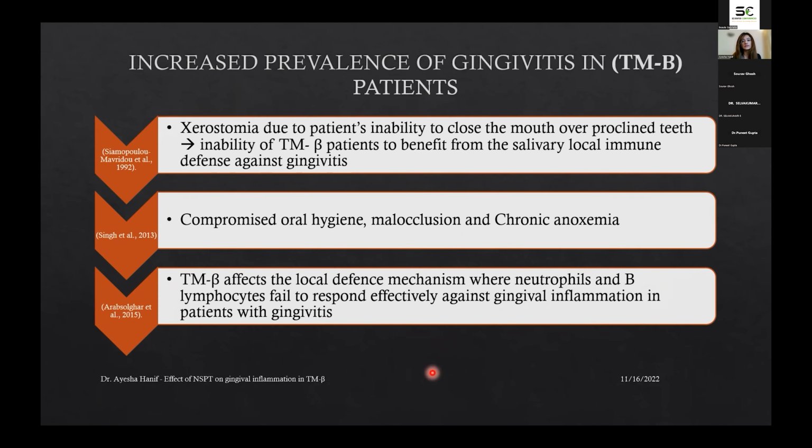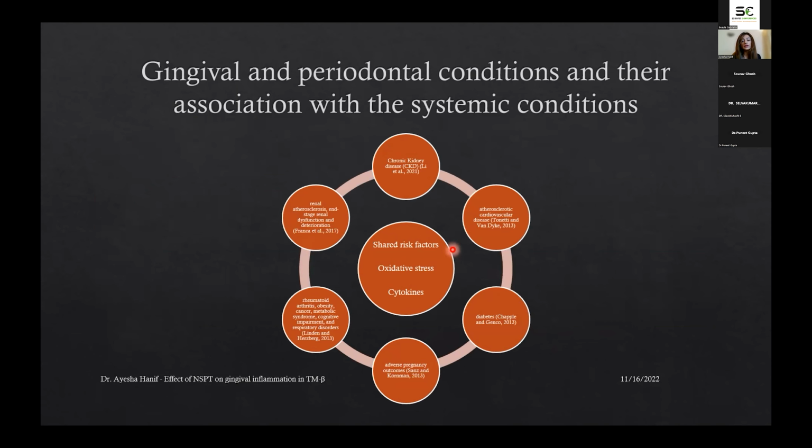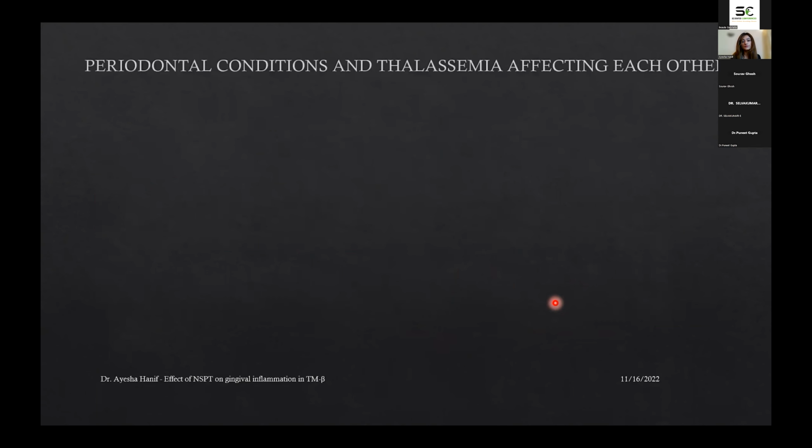We have seen a lot of literature that tells that gingival and periodontal conditions have their effects and association with systemic conditions. It is because of the shared risk factors, oxidative stress, and cytokines. There are a lot of systemic conditions in the literature, such as chronic kidney disease, atherosclerotic cardiovascular disease, diabetes, adverse pregnancy outcomes, rheumatoid arthritis, obesity, etc., which have been proven to have a dual association with systemic conditions as well as gingival and periodontal conditions.